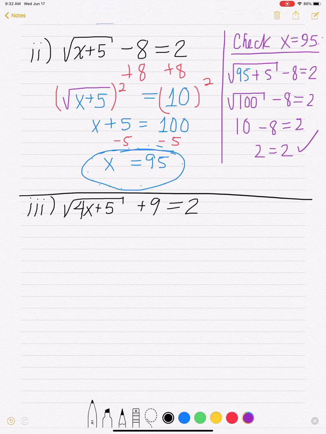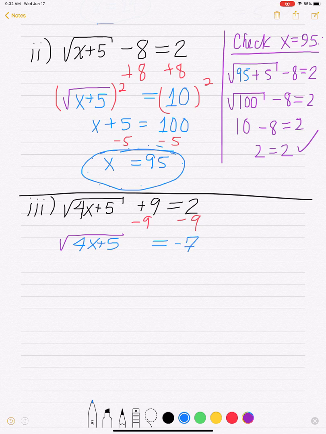So if I wanted to solve this equation, I would want to get the radical by itself. So I've got to get rid of that plus 9, because that plus 9 is not part of the radical. So I've got to subtract 9 from both sides. So this would give me what? The square root of 4x plus 5. 9 and negative 9 cancel. Then we have an equal sign. And we have 2 minus 9. 2 minus 9 is negative 7.